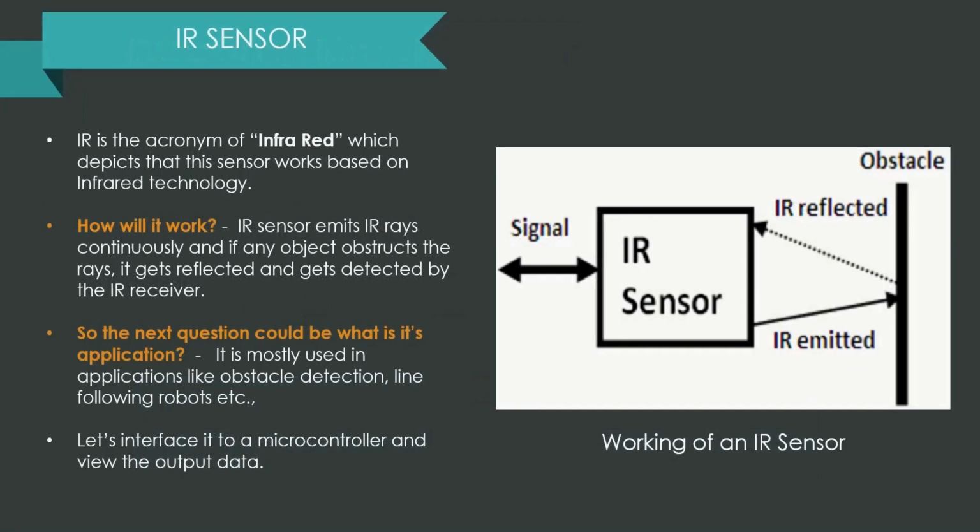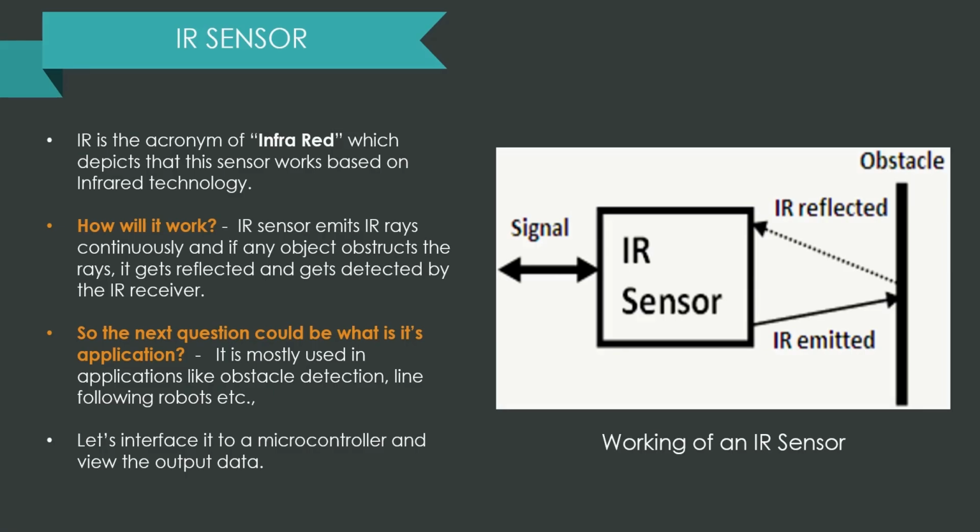Let's get into the IR sensor quickly. IR is the acronym for infrared sensor. It basically works on the principle of infrared technology. The IR sensor emits rays continuously, and if any object obstructs the rays, they get reflected and detected by the IR receiver. We have used a pictorial representation for your easier understanding. The rays are continuously emitted, and in case an obstacle comes in front, they will be reflected back and received by the IR receiver. This is the simple principle that an IR sensor follows.